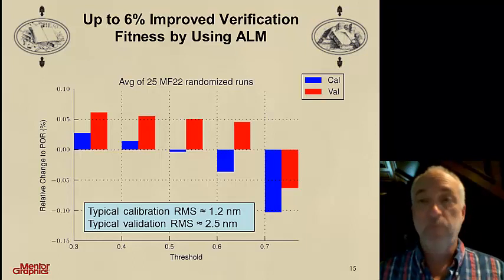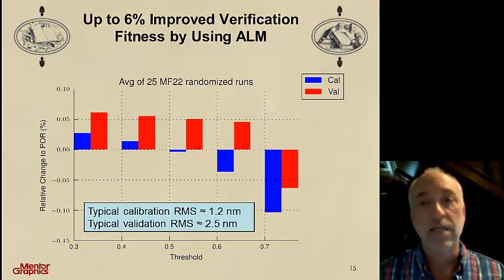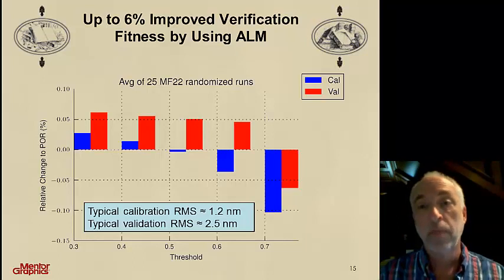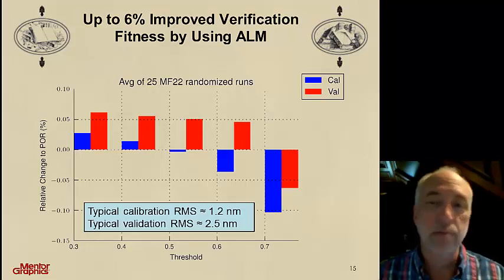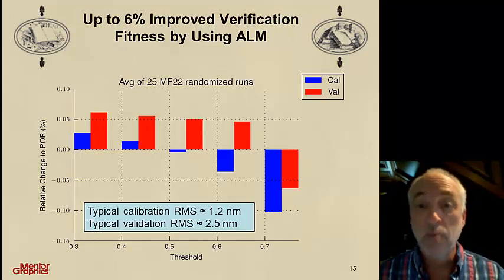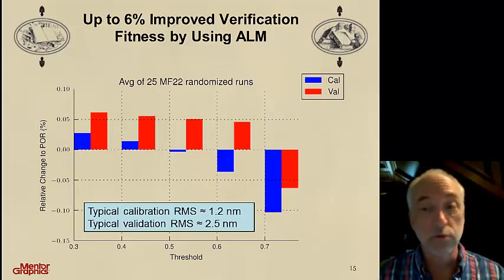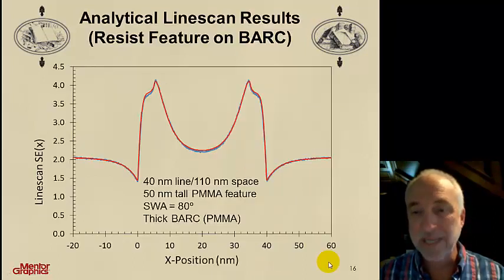So what do we see? Well, we see that for almost all of the cases, the validation RMS value is in the 4 or 5 or about 6% improvement range. The calibration, a little bit different. Sometimes the calibration RMS is better with the use of the ALM and sometimes not. But in almost all cases, the validation RMS values were improved. The one case where it's not is this threshold value of 0.7.